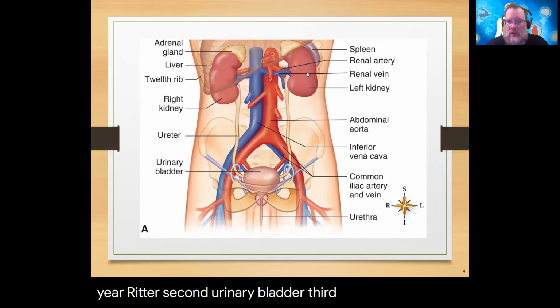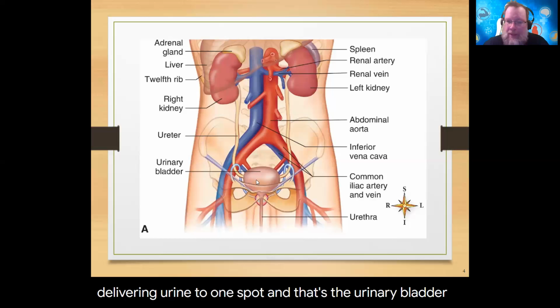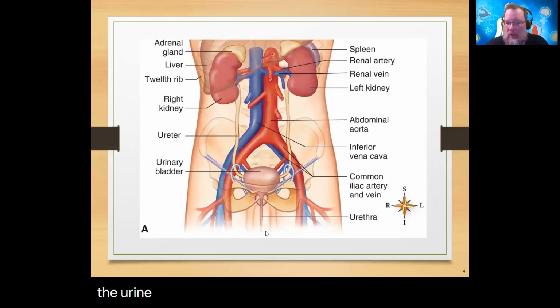Okay, so you're going to have two kidneys, two ureters, all delivering urine to one spot, and that's the urinary bladder. And then as we leave the urinary bladder, we're going to pass through what we call the urethra. Okay, so that's your fourth structure of the urinary system: kidneys, ureters, bladder, urethra.